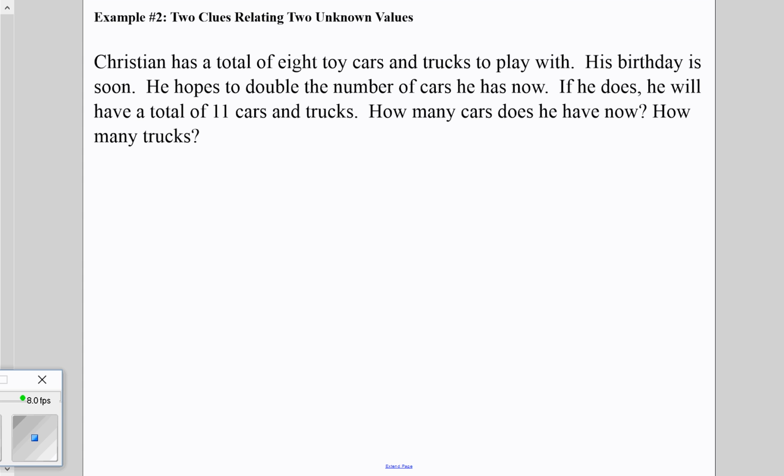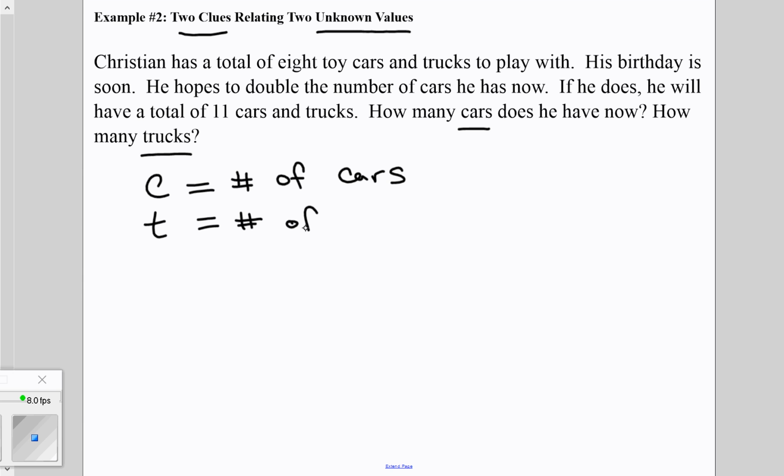In the second problem, it's the style problem where you have two clues, and the two clues will relate two unknown values. So once again, we need to figure out what variables we want to use to represent the two unknown values. In the question, you can see that you're trying to find out how many cars and how many trucks. So we will let C represent the number of cars, and we can use T, and we'll just try to make it a fancy T, not to get confused with the addition sign, the number of trucks.